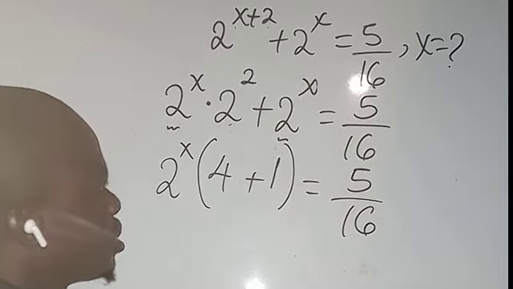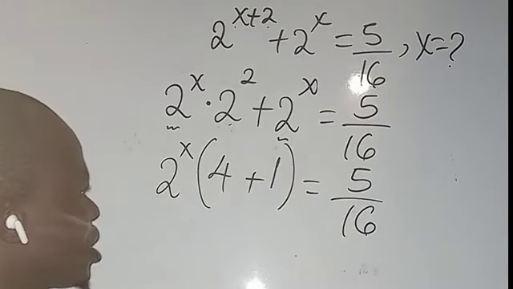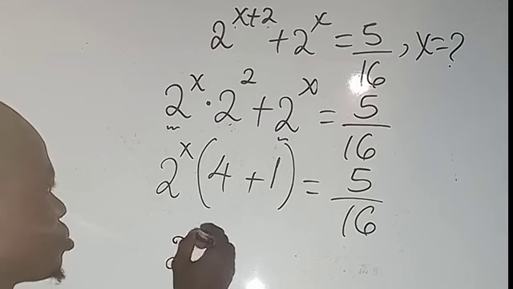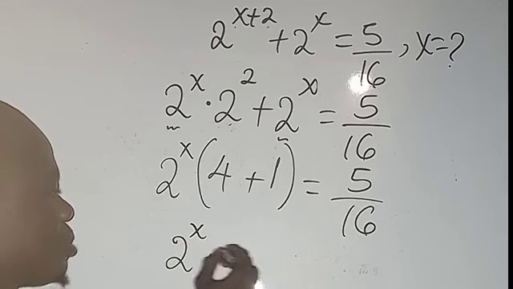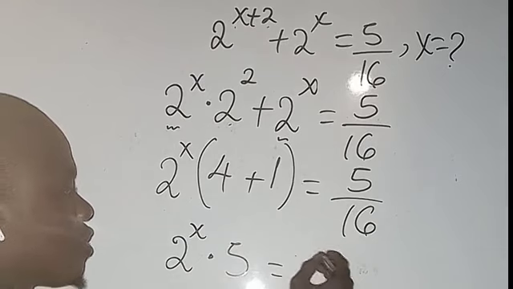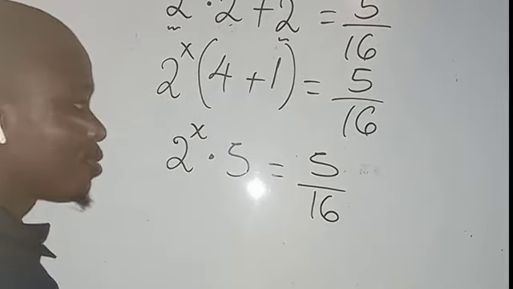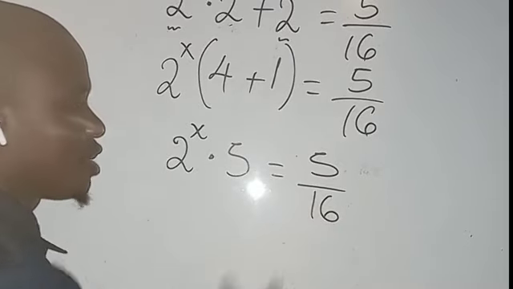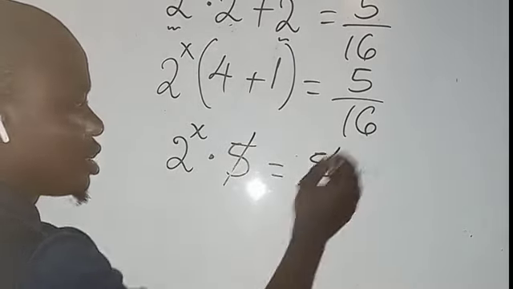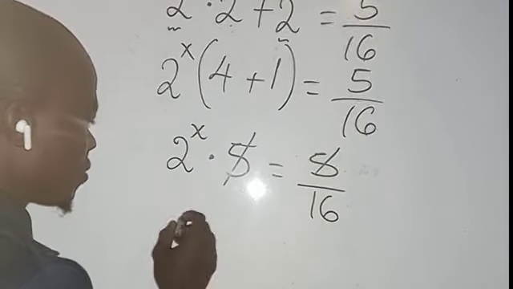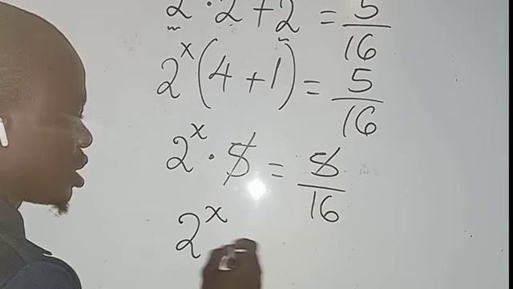So now from here, the next thing we are going to do is that 4 plus 1 is 5. We have 2 to the power of x multiplied by 5 equals 5 divided by 16. So now from here, we can see we have 5 here and we have 5 here. So this and this can be cancelled out when you divide both sides by 5. So therefore, this is going to be 2 to the power of x then equals.